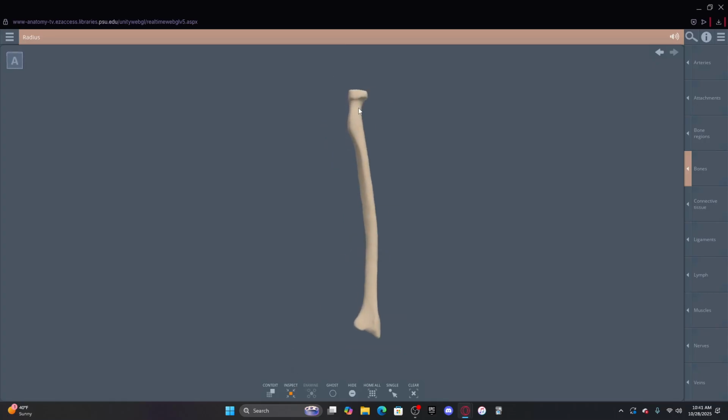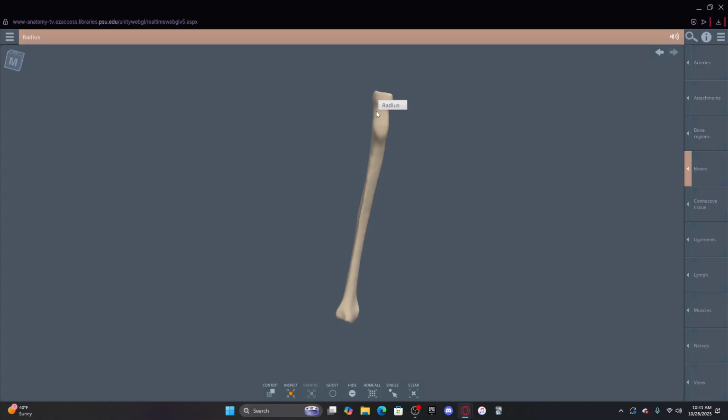We have the head of the radius, right? The head is going to articulate with the capitulum, the cap. You can kind of see how that rounded projection is going to sit with the head of the radius. We also have the radial tuberosity right here. You can see kind of this bulge here, the radial tuberosity.